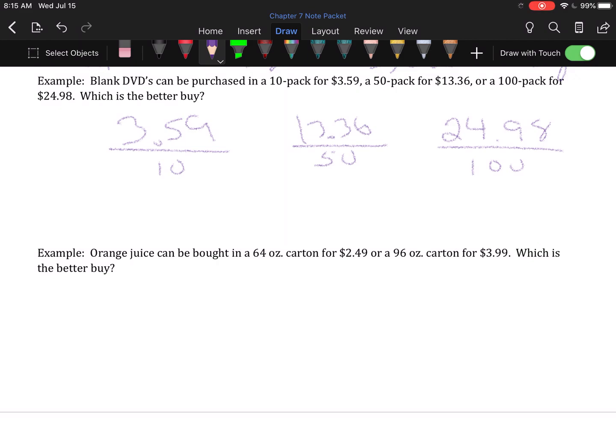$3.59 divided by 10 is 0.359. $13.36 divided by 50 is 0.2672. And $24.98 divided by 100 is 0.2498. I'm just doing the division. Which is the better buy? Whichever one is smallest. That's the guy on the end here, so the 100-pack is best.